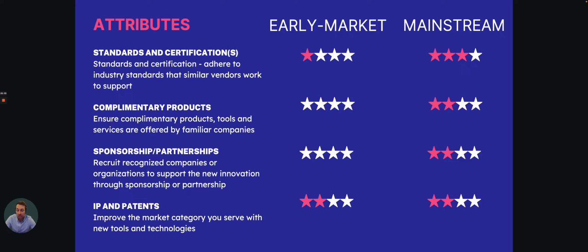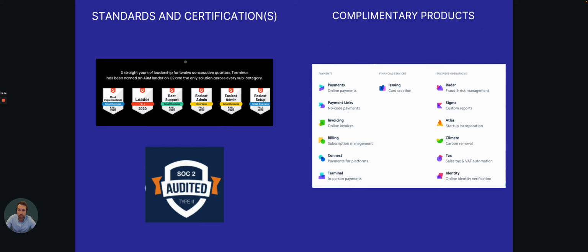The mainstream doesn't care that much about IP and patents, but they start to care about having sponsorships, partnerships, and complementary products, because it's the way they make decisions. They compare all these attributes before buying from you, right? So they care about that. And then standards and certifications. What are your standards, your certifications in this market category? They care more about that.